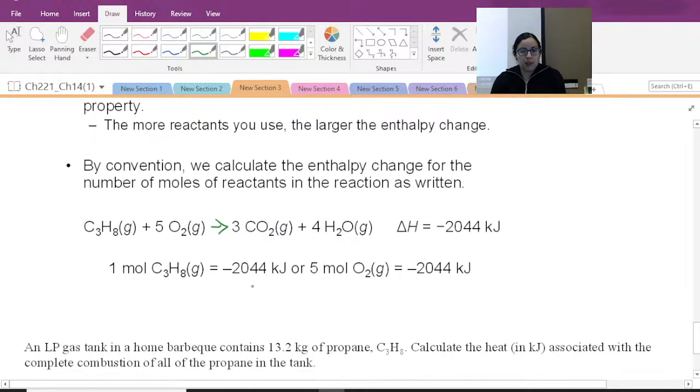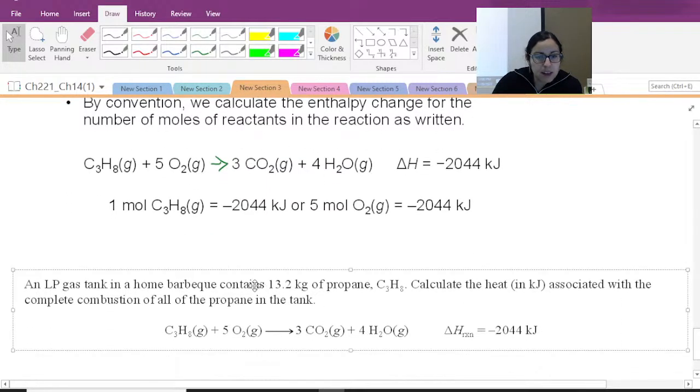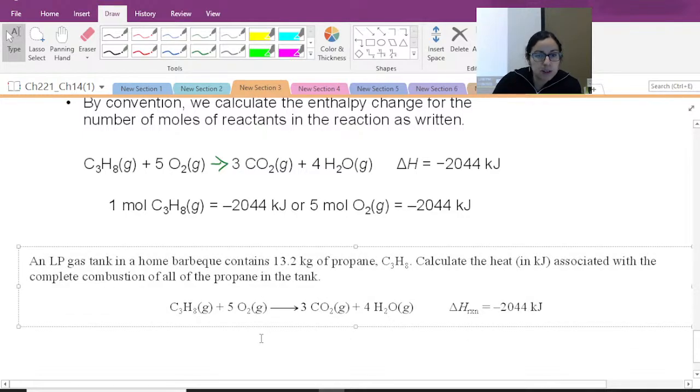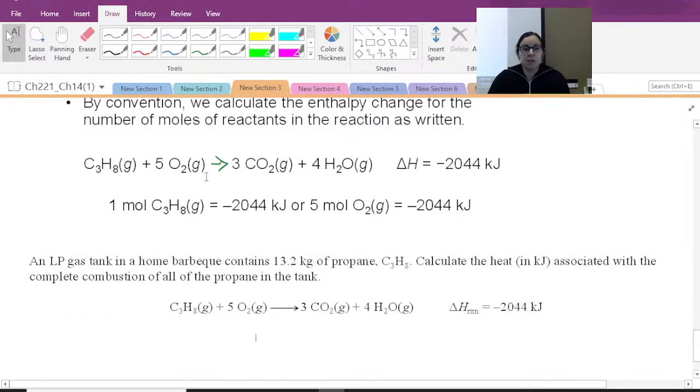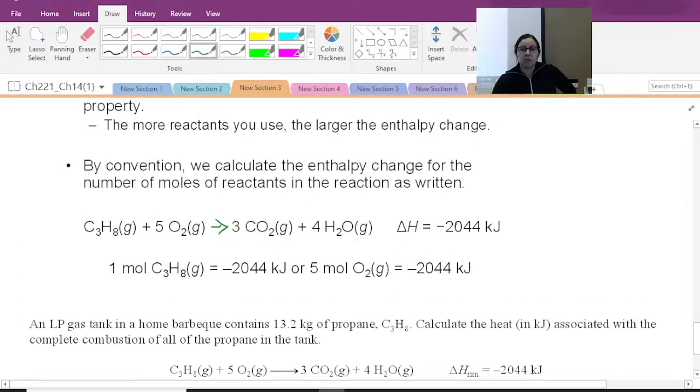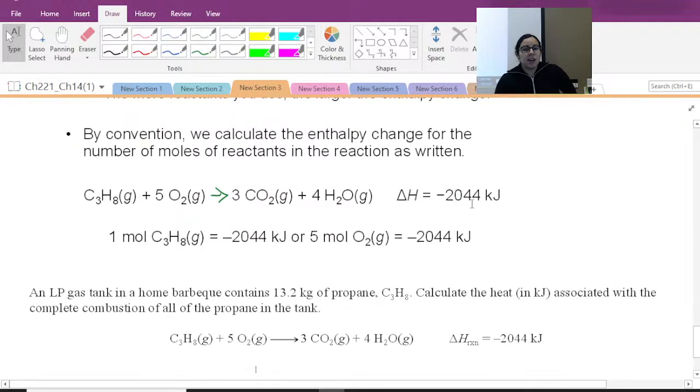And so when we're looking at these, we always want to look at our reaction. How many moles is this written for, right? What's our delta H? This is telling us that the combustion of 1 mole of propane produces negative 2,044 kilojoules. We can also reframe it in terms of oxygen, right? So we burn 5 moles of oxygen, and that was equivalent to negative 2,044 kilojoules.